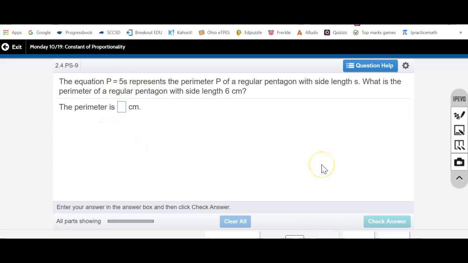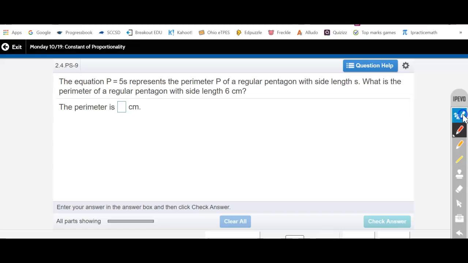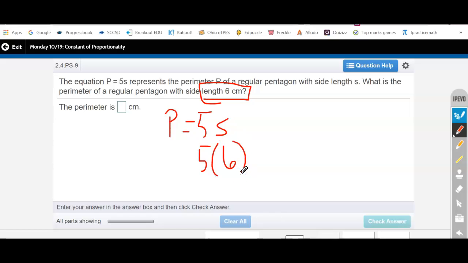Okay, so now they're giving us a constant of proportionality on this one, and it says P equals 5s. So what you have to do is, and this is a pentagon, so it's a regular pentagon, which means all 5 sides are the same length. So what's the perimeter if one side length is 6 centimeters? So S stands for side, so we just plug that in. 5 times 6, and then you end up getting 30. So the perimeter is 30.